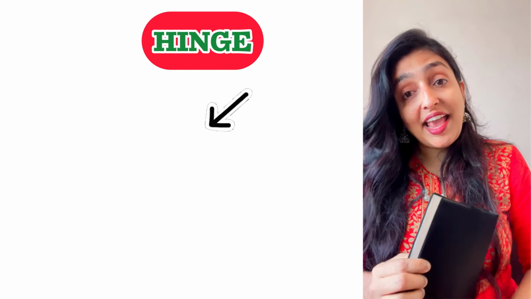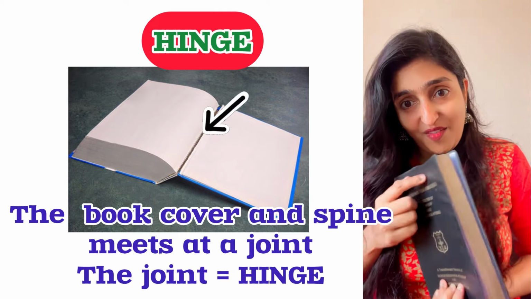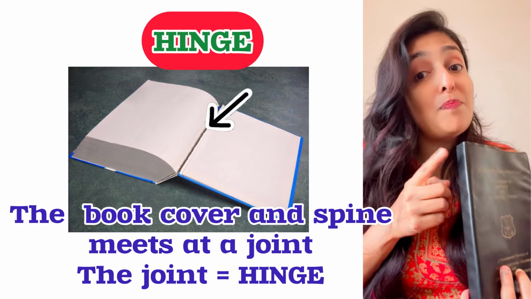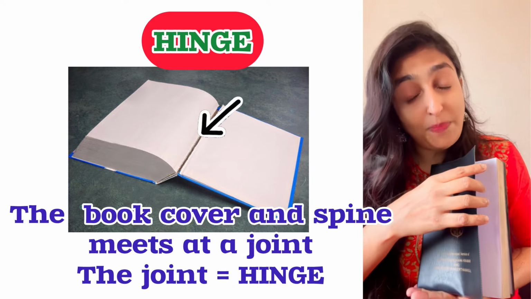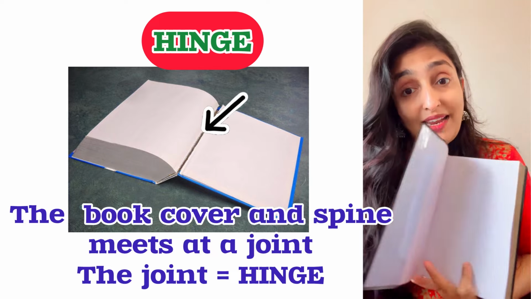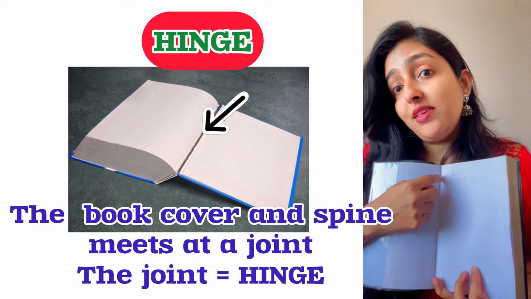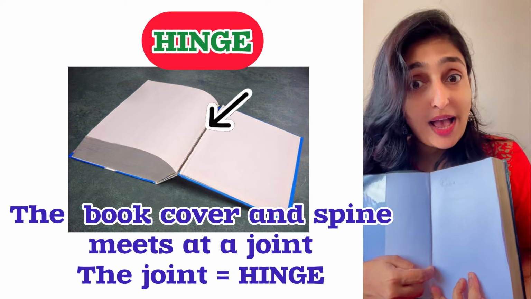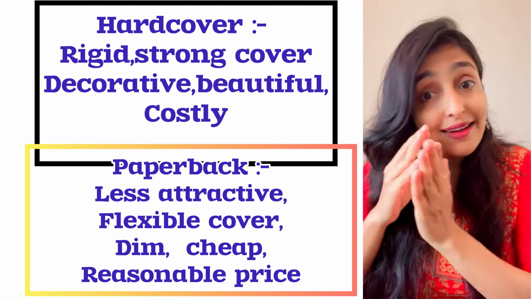Okay. Now, the next is hinge. Now, what is a hinge? This is the book cover. This is the spine of the book, which I had mentioned earlier. Now, the part where the book cover and the spine meet together, it makes a joint, right? This joint, name it as hinge. This is a hinge.